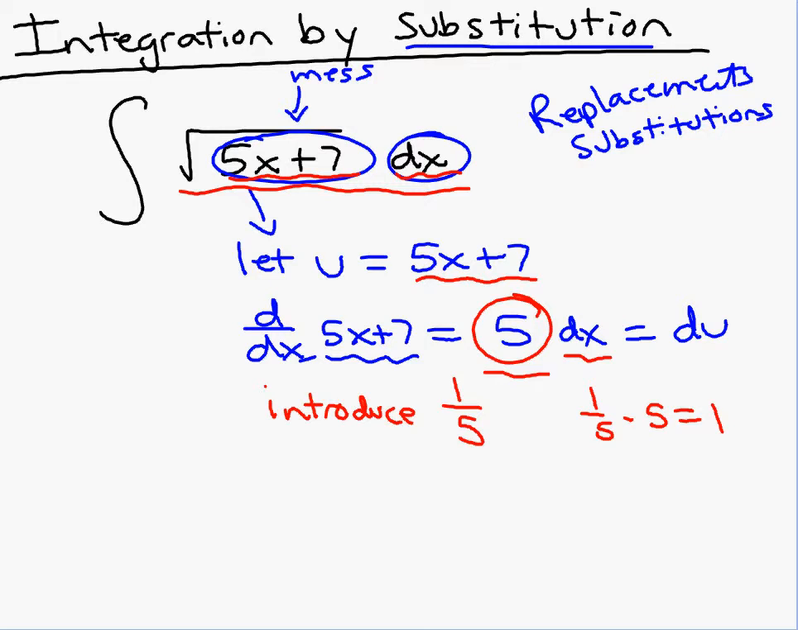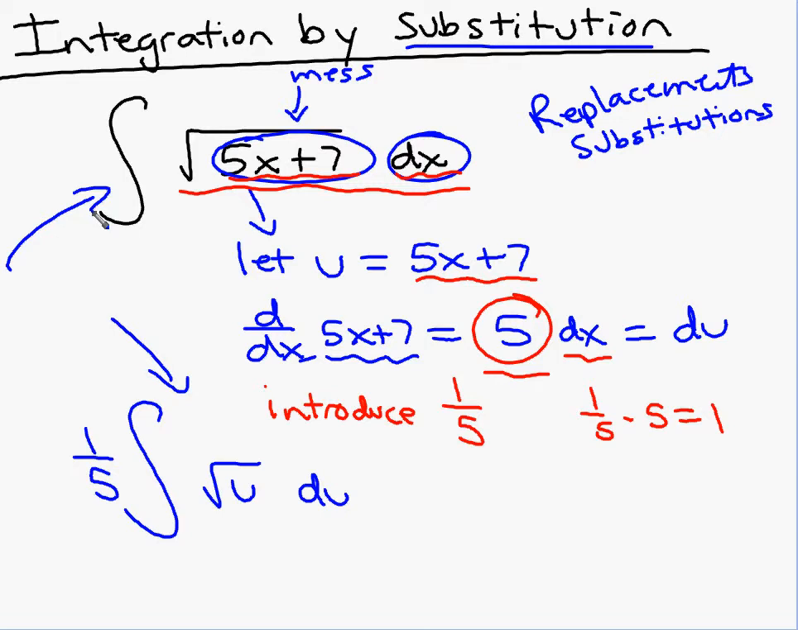So what do I have now? Well, let's rewrite this integral. Now I have the integral of the square root of u du. But I told you that we needed to introduce a 1/5. Now, why did we go through all of that? Because I can integrate this. I couldn't integrate this in the way it was. So once you get it into this form right here, well, it's normal. I can call this 1/5 times the integral of u to the 1/2 du.